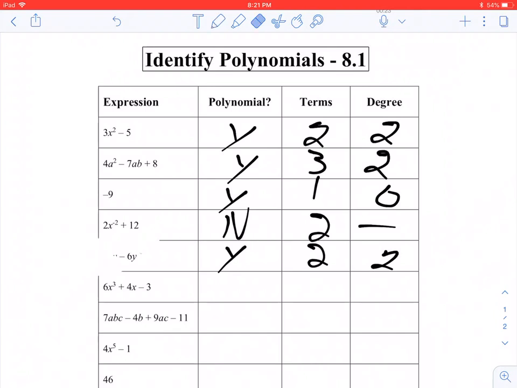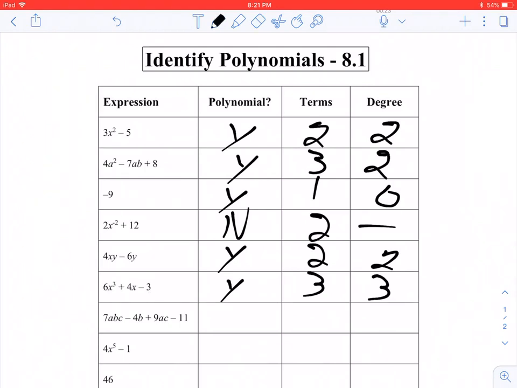Next one after that, is this a polynomial? The answer is yes. How many terms? It has 3 terms. And the degree of this, the highest power, is 3.